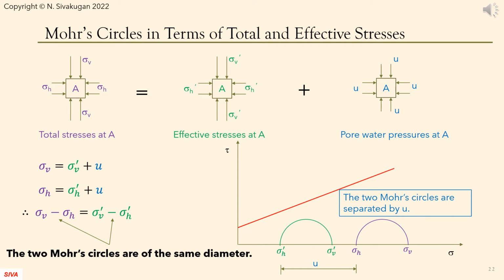Let's look at point A where we have shown the total stresses, effective stresses and the pore water pressure. Here, we can draw separate Mohr circles in terms of total and effective stresses. They are of the same diameter, separated horizontally by a distance u.